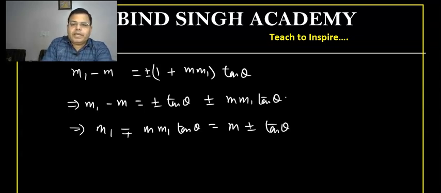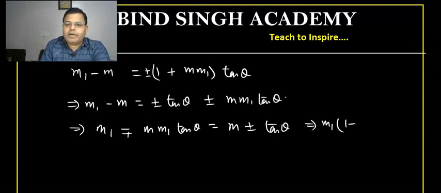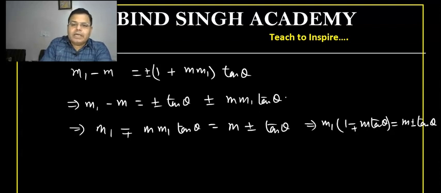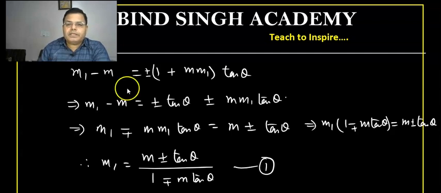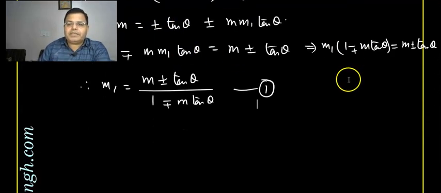So if I take m1 common, then m1 times 1 minus plus m tan theta is equal to m plus minus tan theta, right? And therefore m1 is equal to m plus minus tan theta divided by 1 minus plus m tan theta. This is the slope. I hope you got it. This is the slope. Now the equation of line passing through origin.